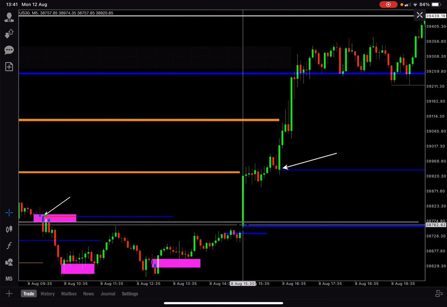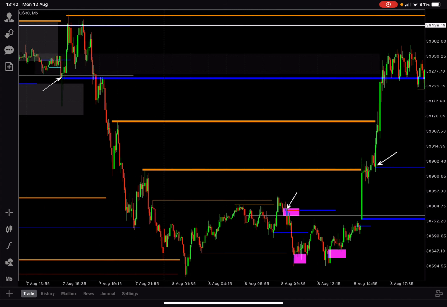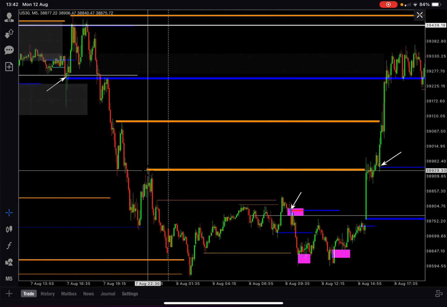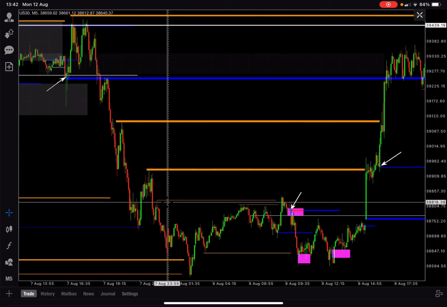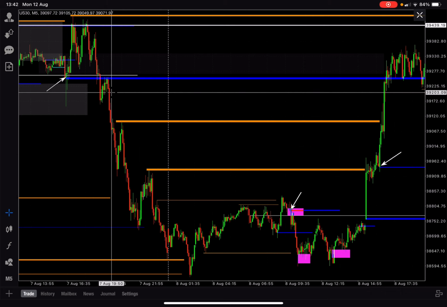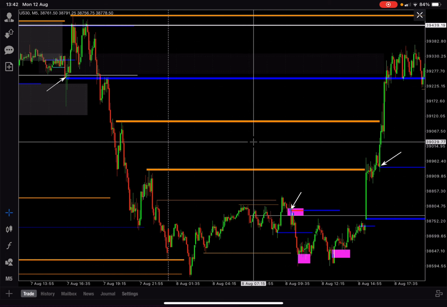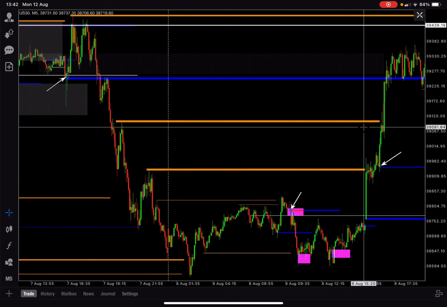So this is the news release, it pushes up and takes internal liquidity. These are not major high liquidities, they're just internal ones from that downwards move. So you'd be looking for a key area within that area as well, a bit like up here is a breaker. So price pushes up.